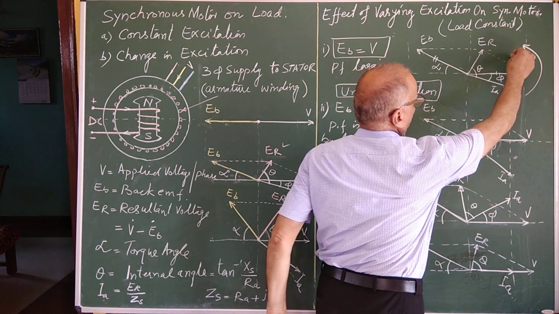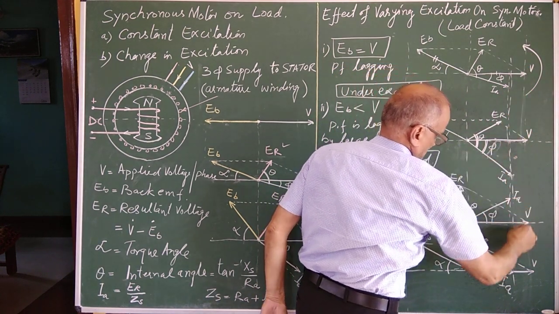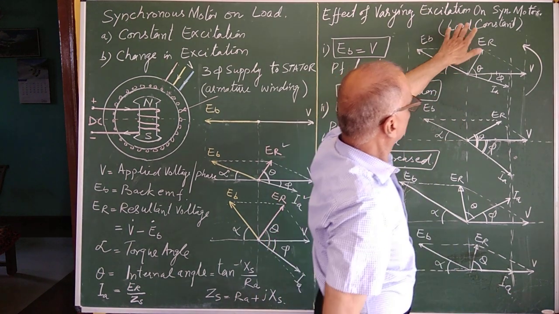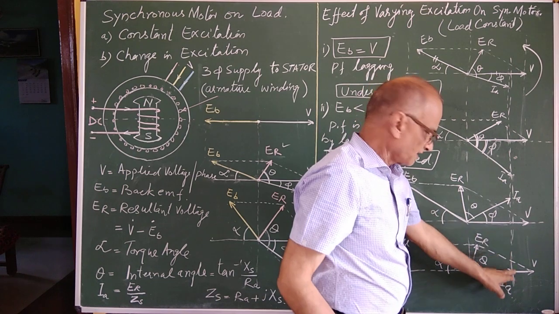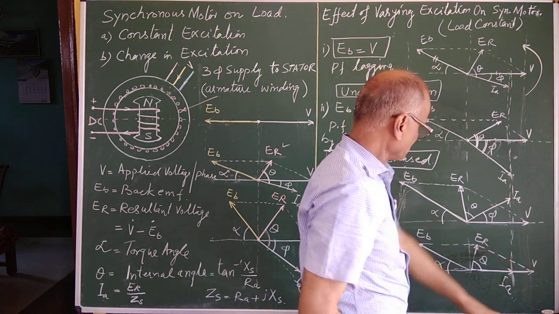Because this component of IA is constant. Because load is constant. Load constant means the I cos phi component is constant in all the cases. This curve is the same.